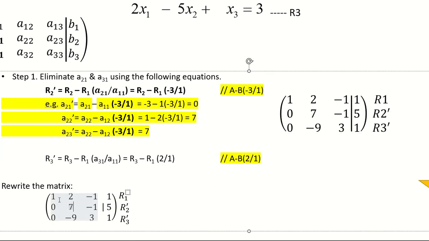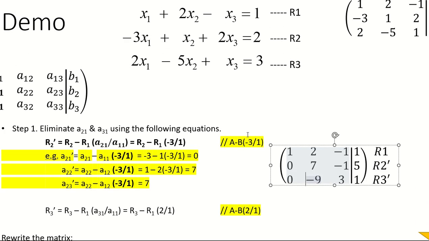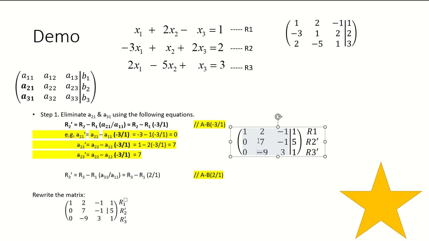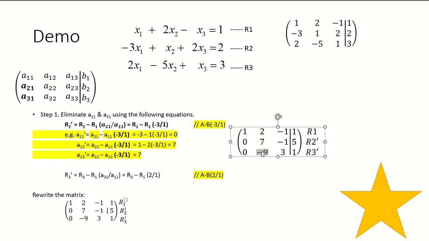Okay, and this is the answer that I did previously. So yeah, that is the first round. After that is done, what do you need to do? We're going to eliminate this, it becomes 0. This one will be the A31. So let's go to the next slide.